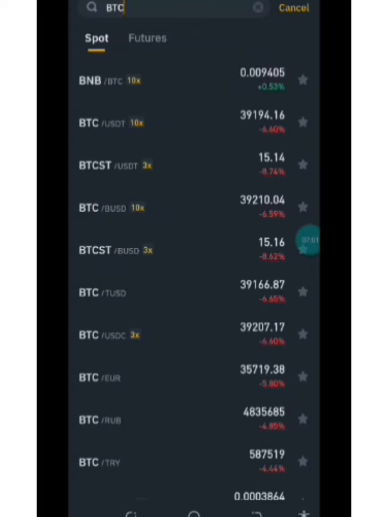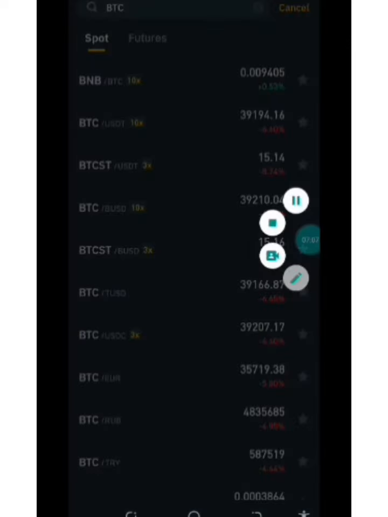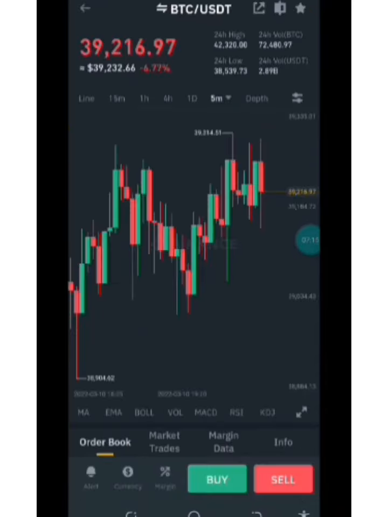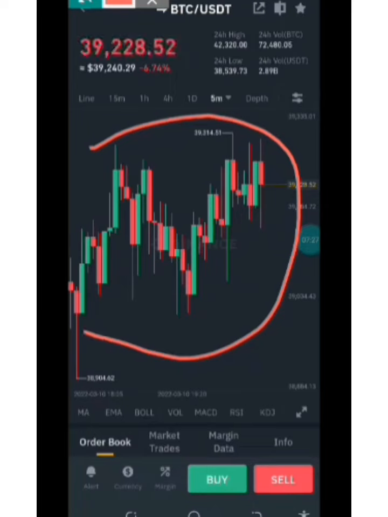For now, I want to trade BTC. That's why I searched for BTC. You can see BTC here, and I click on BTC USDT. That's what I need. BTC USDT, so click on it. Now this takes us to this interface where I can see what is happening in the BTC market. That's the Bitcoin market.